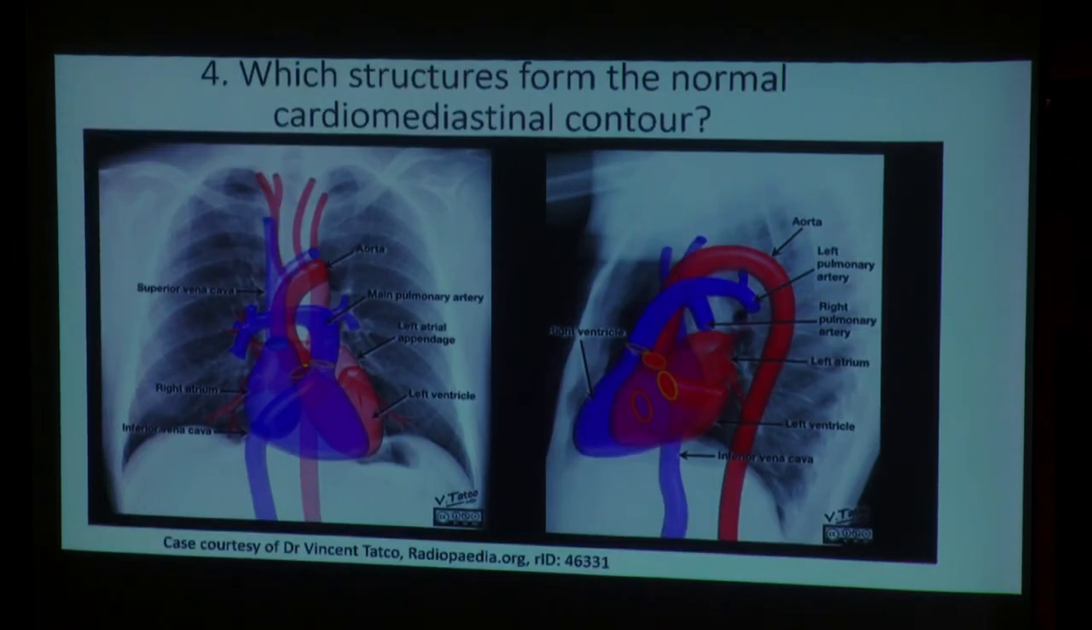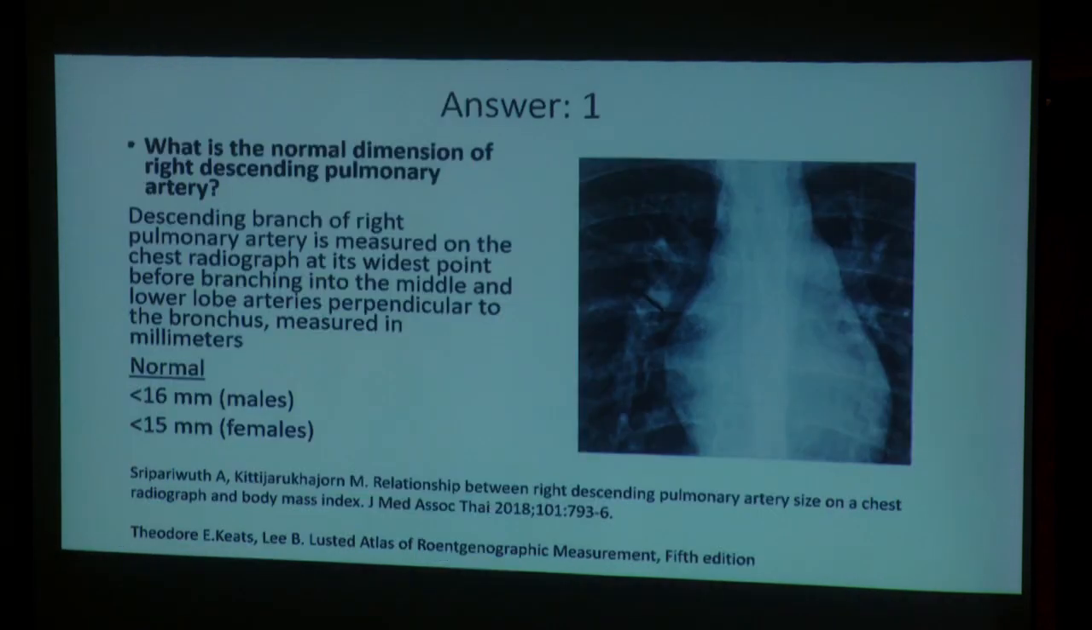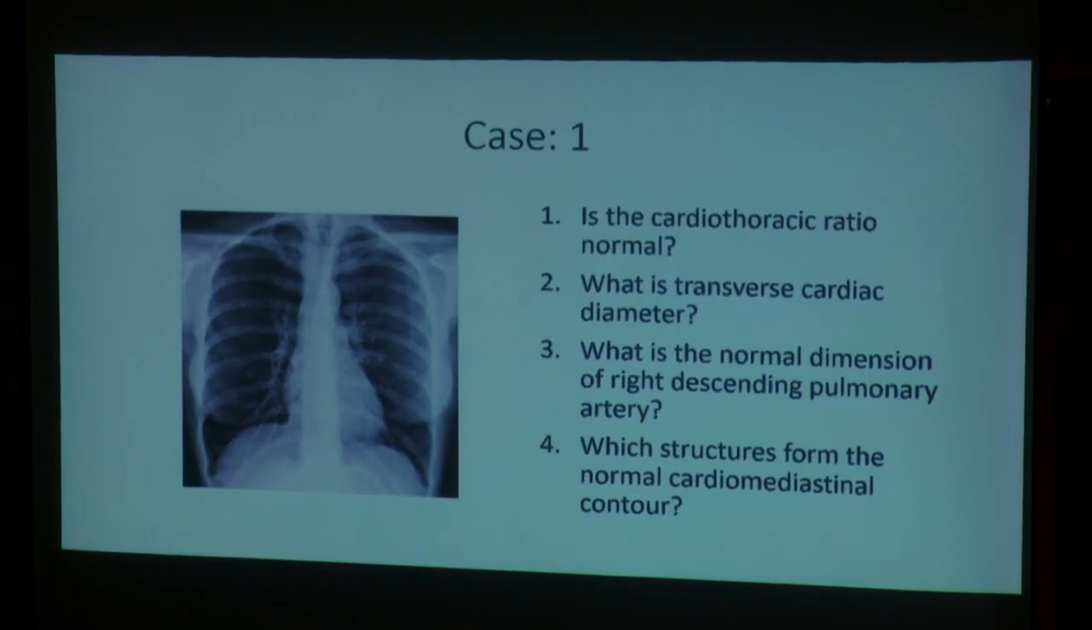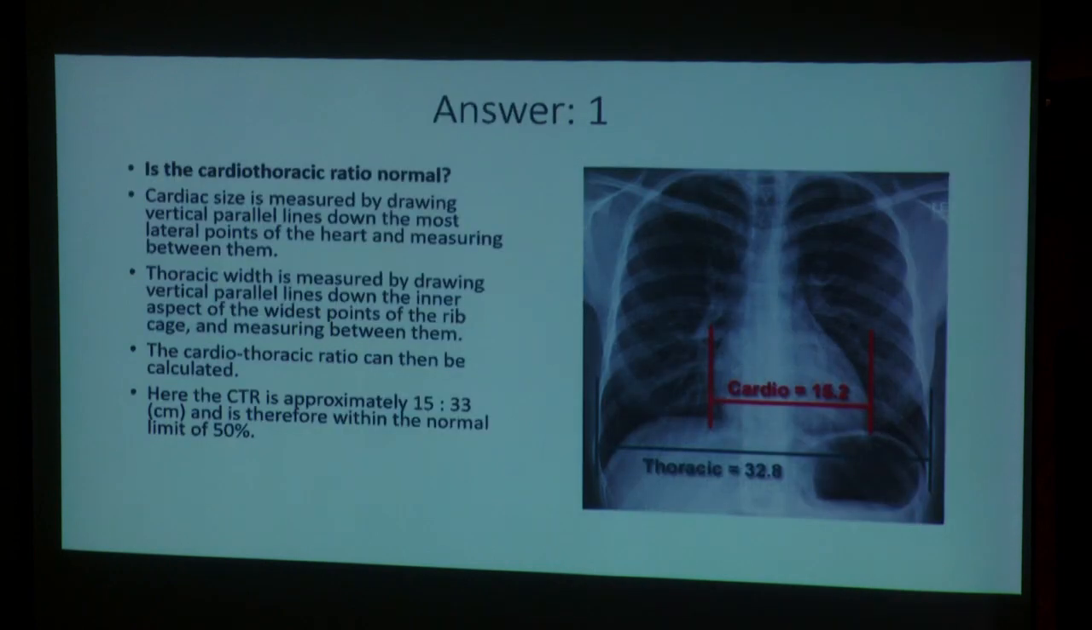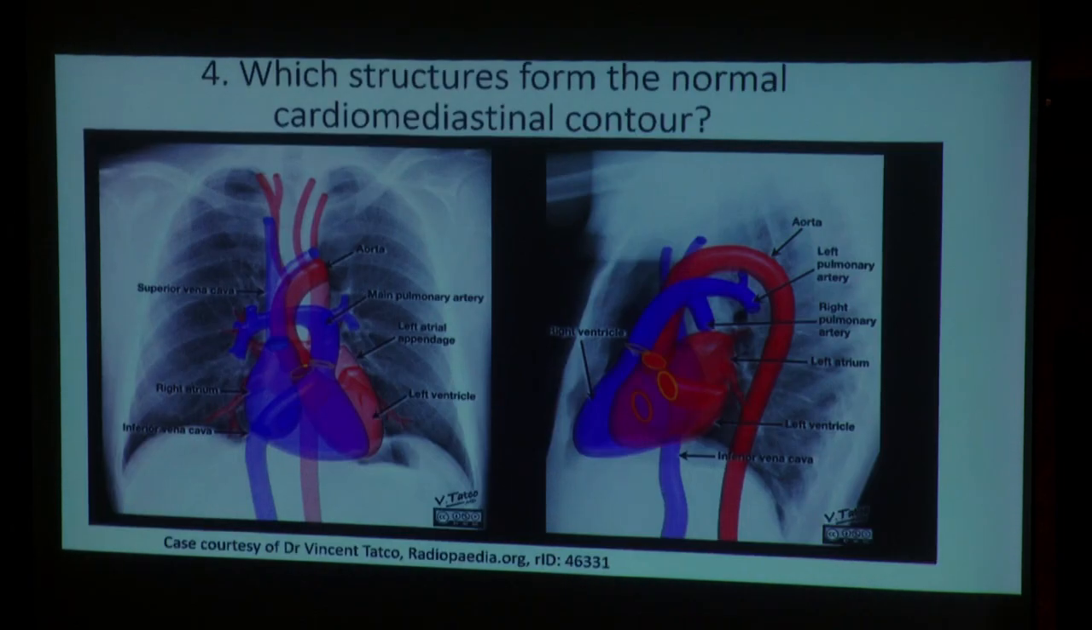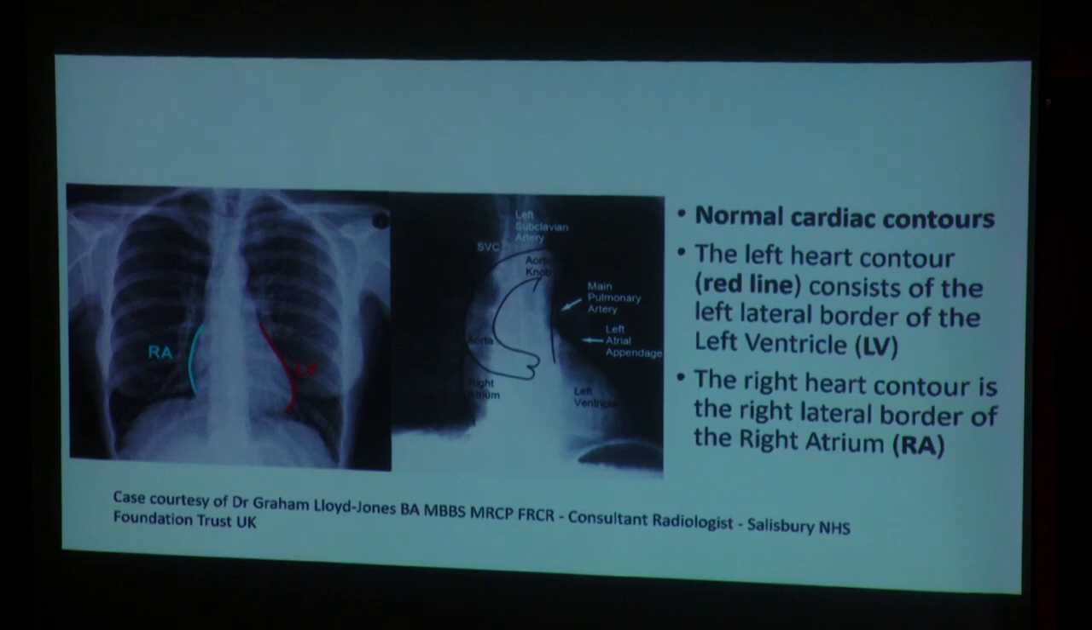Which structures form the normal cardiomediastinal contour? What is this formed by? What is the right heart border formed by normally? Right atrium. Right atrium forms the right heart border and the left ventricle forms the left heart border. There should be no confusion on this. This is the normal cardiomediastinal contour. The normal left atrium and the normal right ventricle do not have any role in the mediastinal contour in a normal heart. Whenever you see the left atrium or a right ventricle, that is a pathological heart.